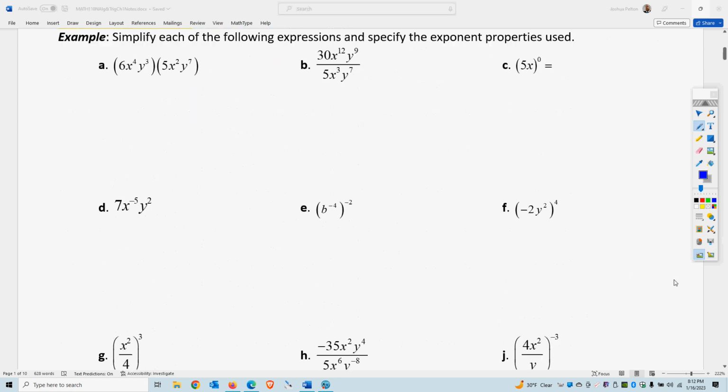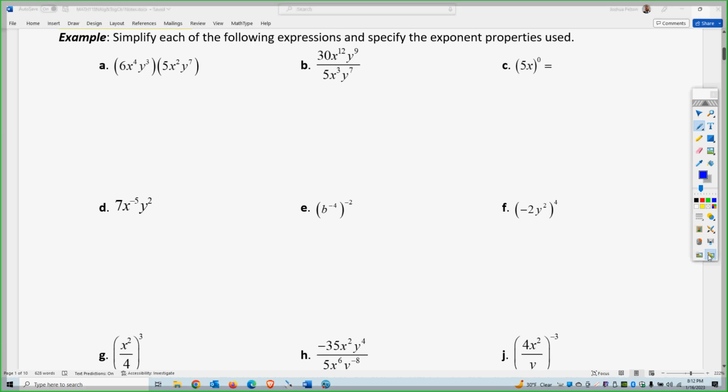Okay, so this first example, it's all multiply, so I can reorder the multiplication. So it's multiply, multiply, multiply, multiply, multiply. There's no order to multiplication. So 6 times 5, x to the fourth, x to the second, y to the third, y to the seventh. Okay, so 6 times 5 is 30. Using the product rule, I add exponents. That's x to the sixth, and then I get y to the 10th.